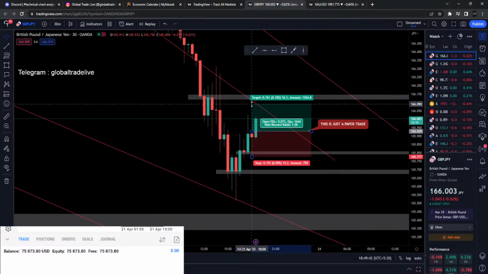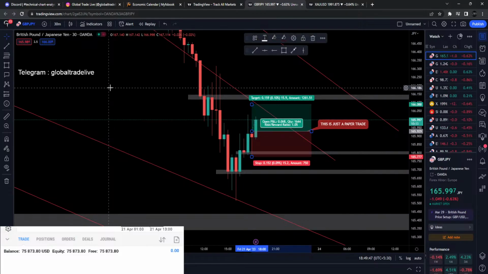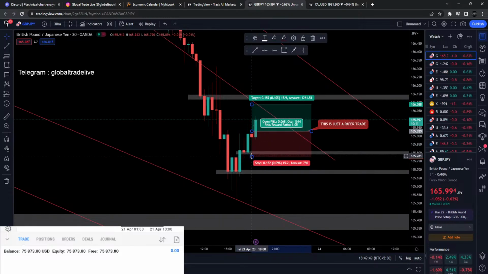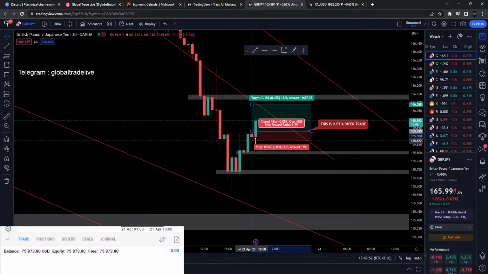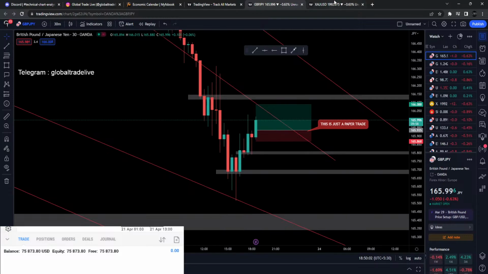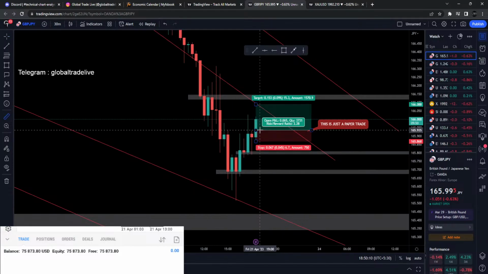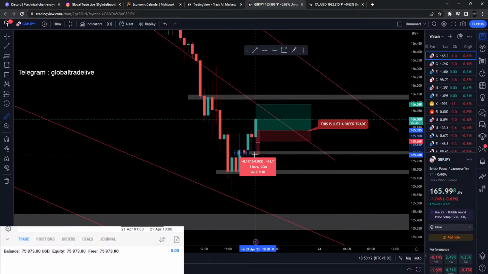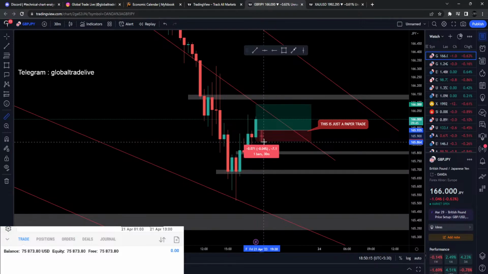GBP is pushing the price up. And if anybody of you has taken this trade, then now shift your stops under the current candle's low. So in a way you have reduced your stops from 15 pips to 6.5 pips.